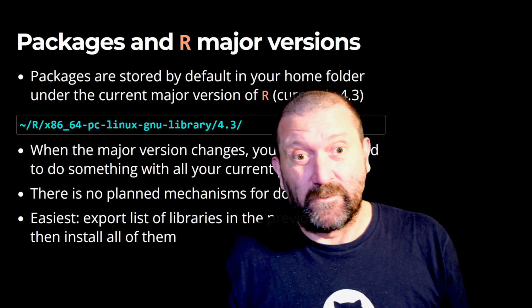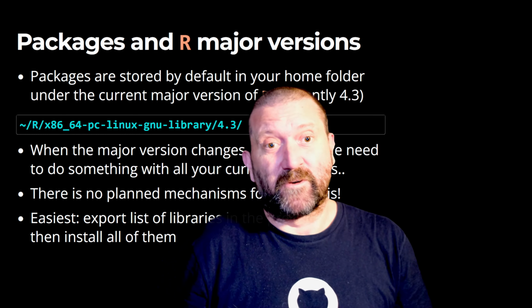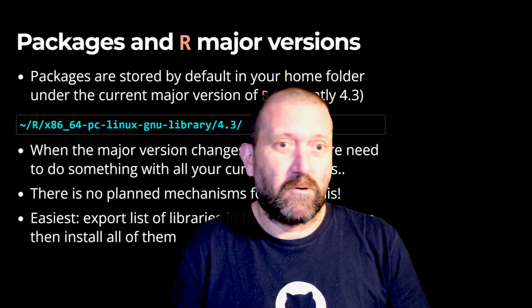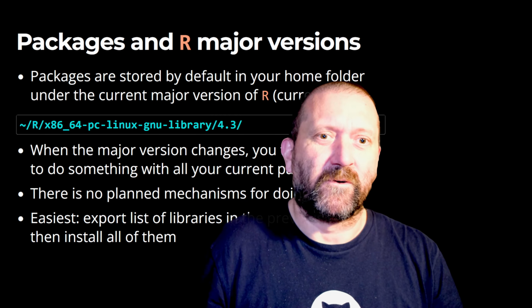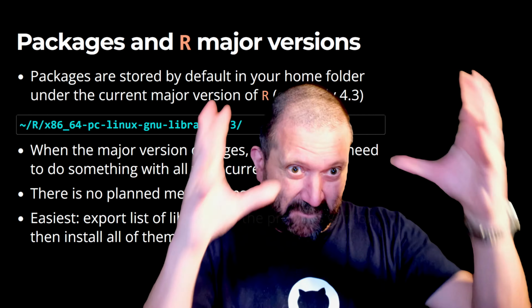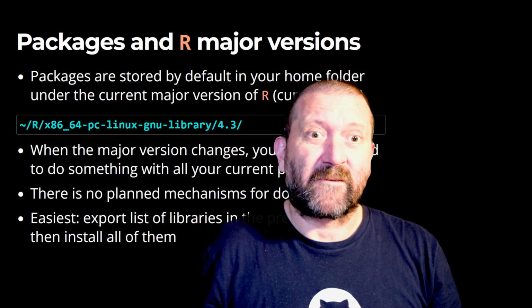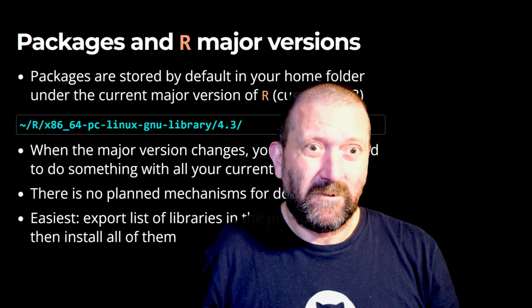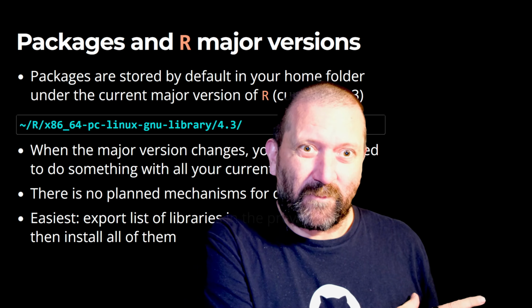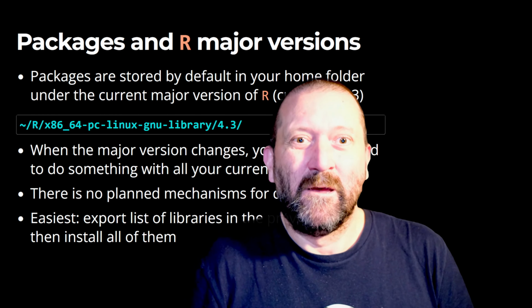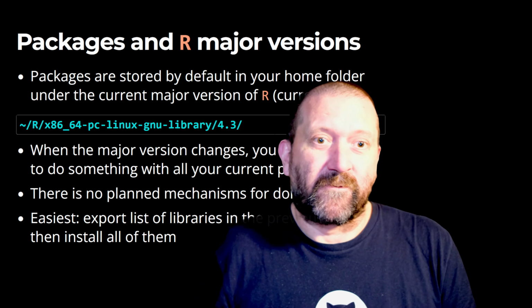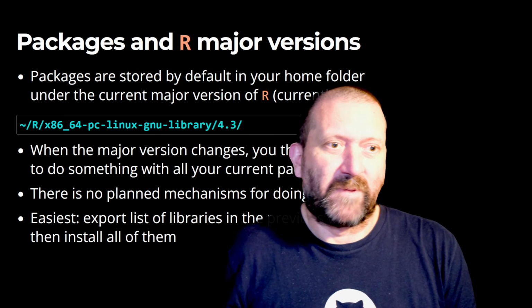So one thing you can do, for example, if you're in Windows, what I have done in the past, and that works, is simply take all the packages in the previous version, so 4.2. There will be a lot of directories in this folder, and just copy them to 4.3 and try to see if it will update. Another thing you can do is to try to export the list of packages that you have installed.